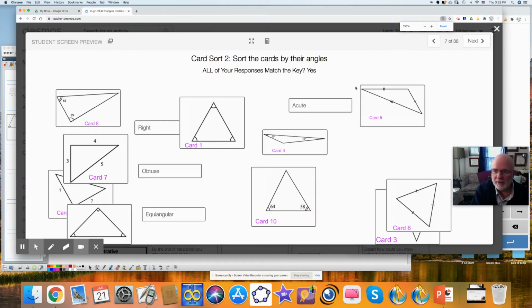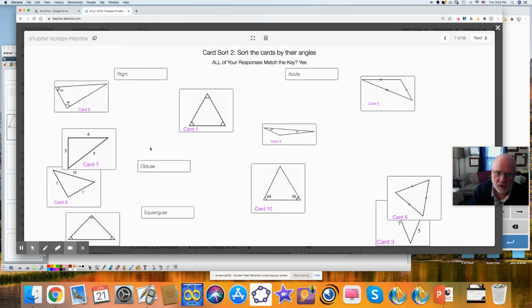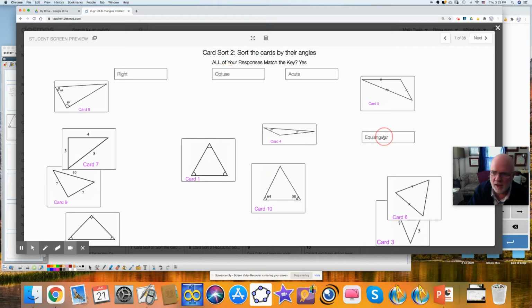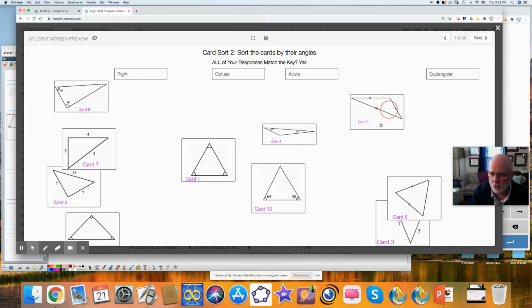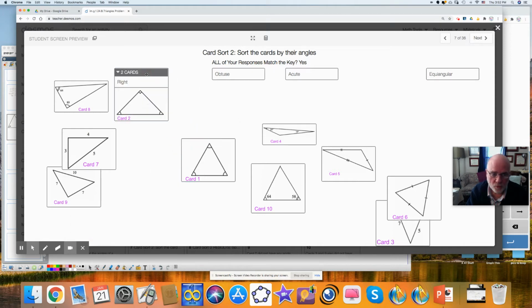We're going to sort them by their angles. When we sort triangles, we sort them by their sides and by their angles. Notice if it's got one right angle in it, then it's a right triangle. You can't have two right angles because two of them is 180, so the third one would be 0. That doesn't make any sense. So if you have a right angle, like in this one, you only have one right angle, it's a right triangle.